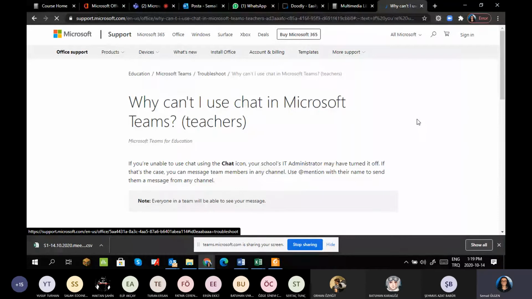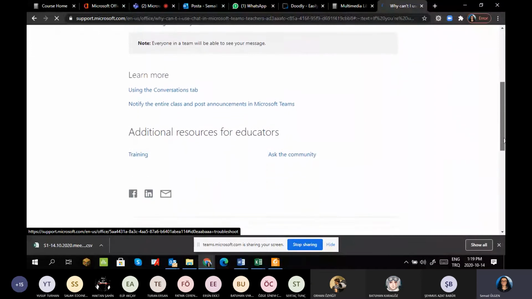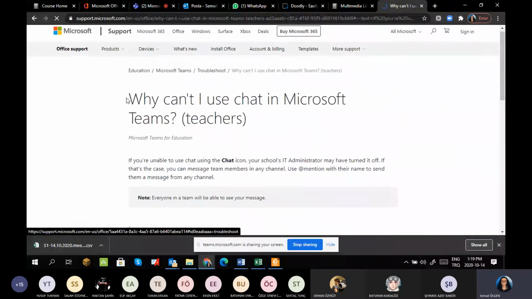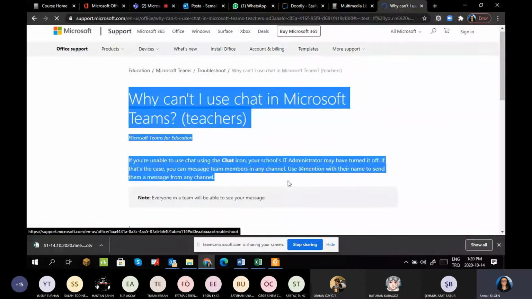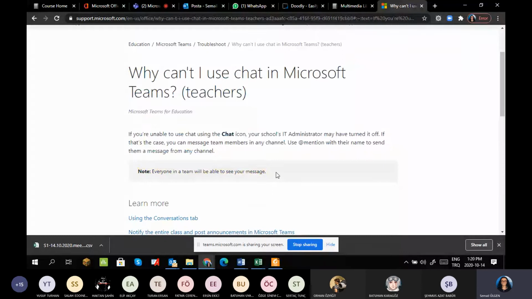In Microsoft Teams, mention with your name to send them a message. Everyone in the team will be able to see your message. How come they are enabling you and not others, right? That's an interesting question. You are using your own computer, is that right? Yes. Okay.